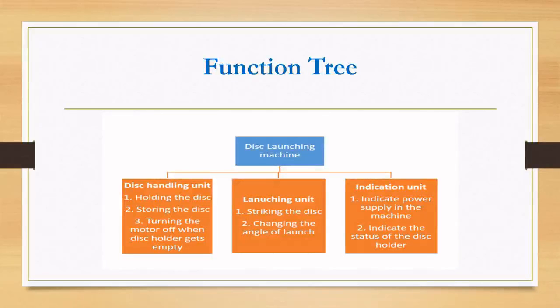So next is our function tree. We divided our whole model into three different parts. The first subsystem was the disk handling unit. Its functions are holding the disk, storing the disk, and turning the motor off when the disk holder gets empty. The next subsystem was the launching unit. Its functions were striking the disk and changing the angle of launch. And the last, the indication unit. Its functions were to indicate the power supply in the machine and indicate the status of the disk holder.